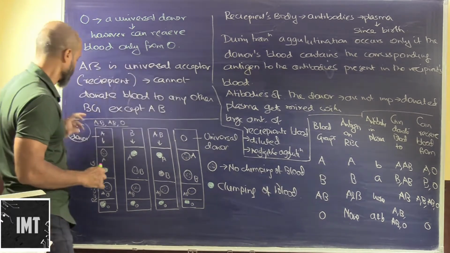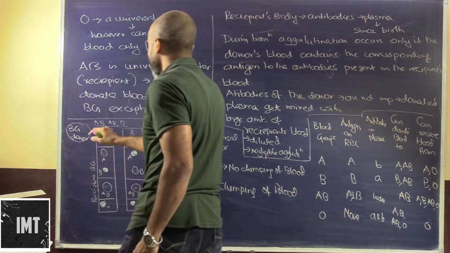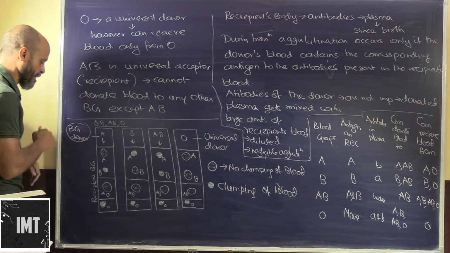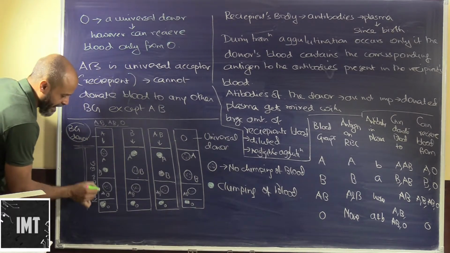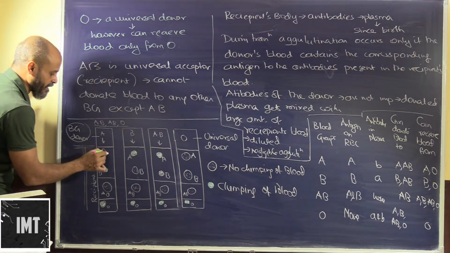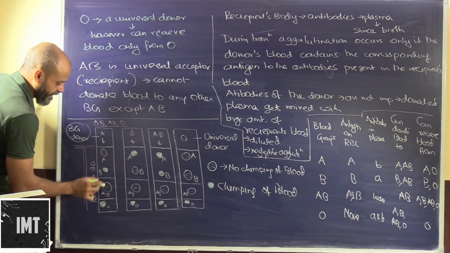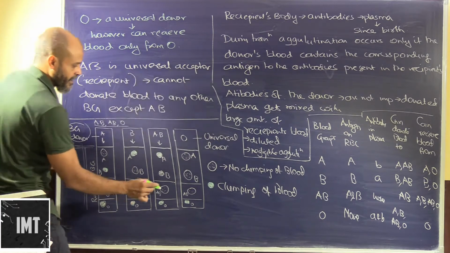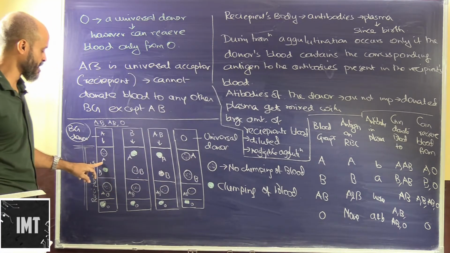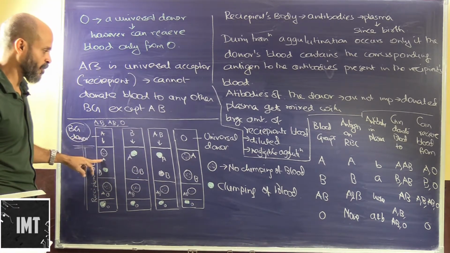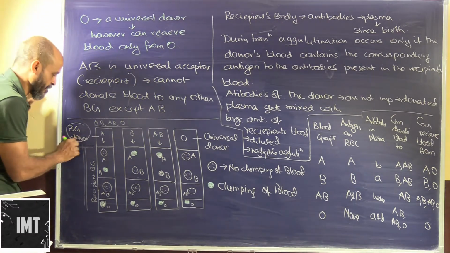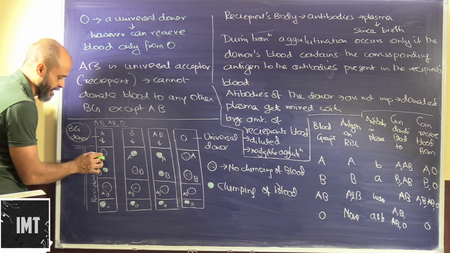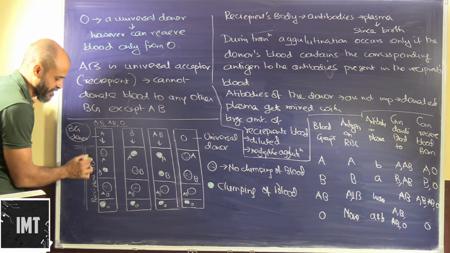So let's look at it. Let's say the donor is of blood group A. This portion is basically the recipient's blood. If the recipient's blood has A, then it will have antibody B. Now let's say the recipient's blood has A. Will there be clumping of blood? See, the donor's blood group is A, donating blood to the recipient.